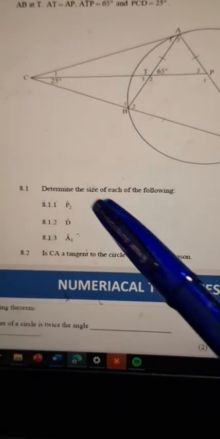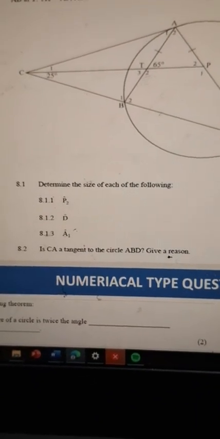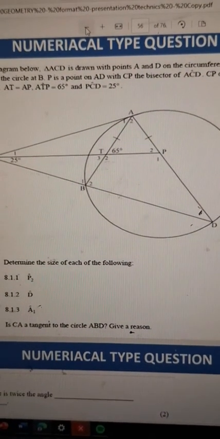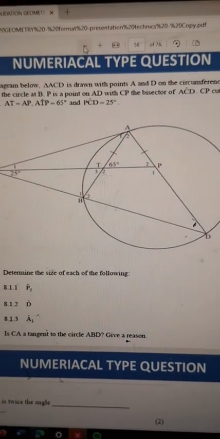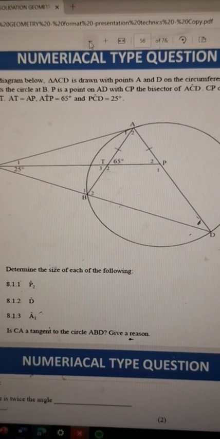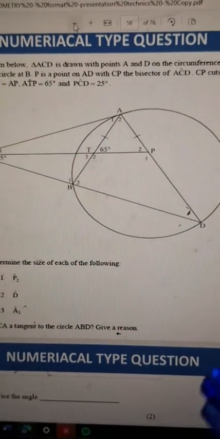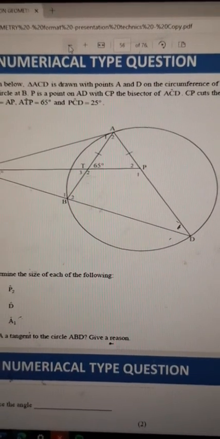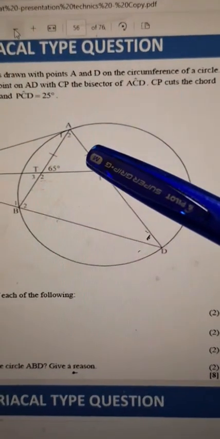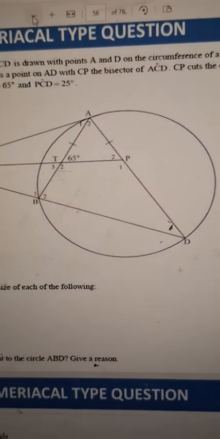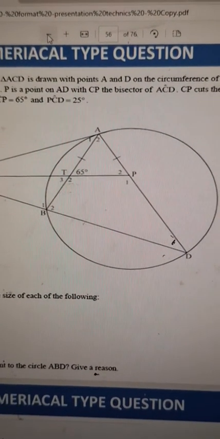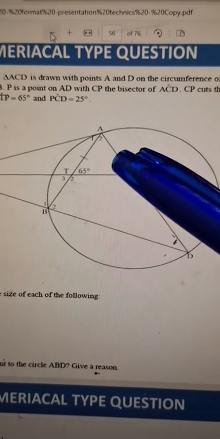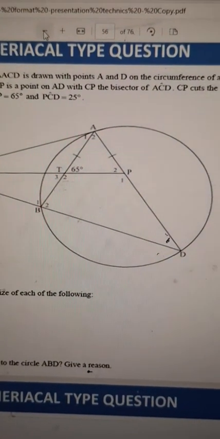And then we move and we come here. The first question says determine the size of each of the following. 8.1.1, they want us to find the size of angle P2. I see a lot of people in the comment section, and I want to comment on those. Luniko says P2 is an isosceles triangle. Guys, please don't say things that you don't mean. Angle P2 is not an isosceles triangle. Don't say P2; this is an angle, remember, angle P2. You can't say P2 is an isosceles triangle.